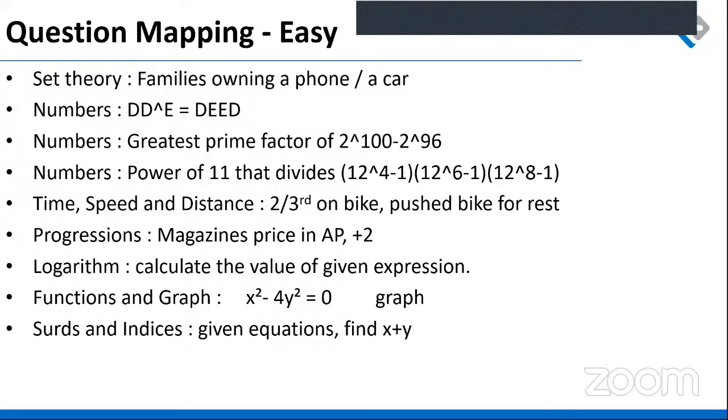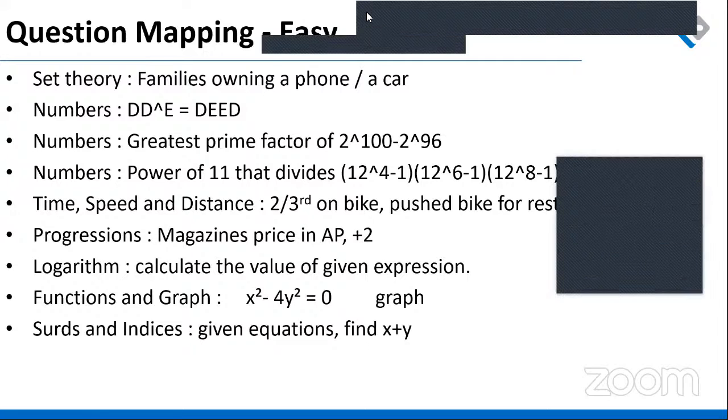Progressions. There were magazines which were arranged in a line. The prices of the magazines were in an arithmetic progression, and the difference was also given as 2. And in such a small calculation, yes, this could have led to a trap. All you have to do was verify whether any of the first prices, the lowest prices, go into a negative value or not. If that care is taken, this was an easy question.